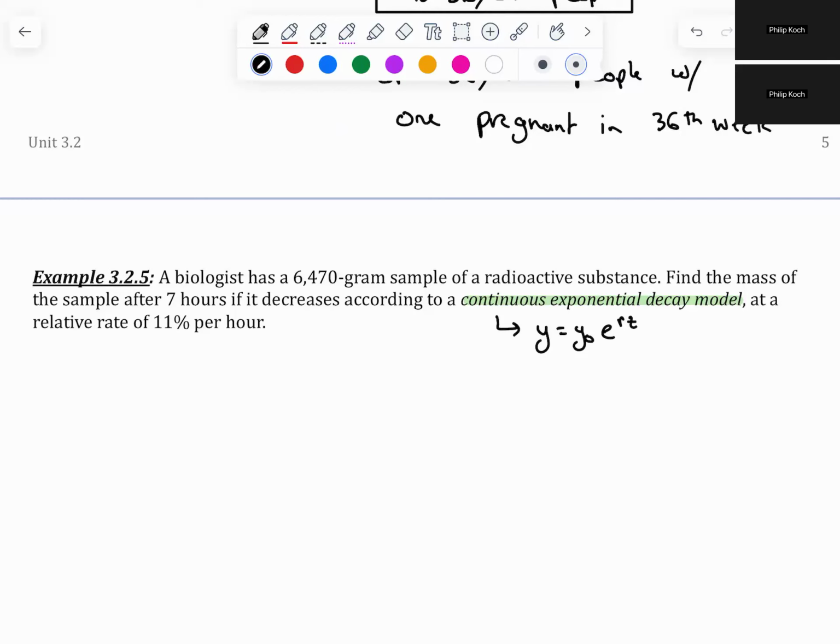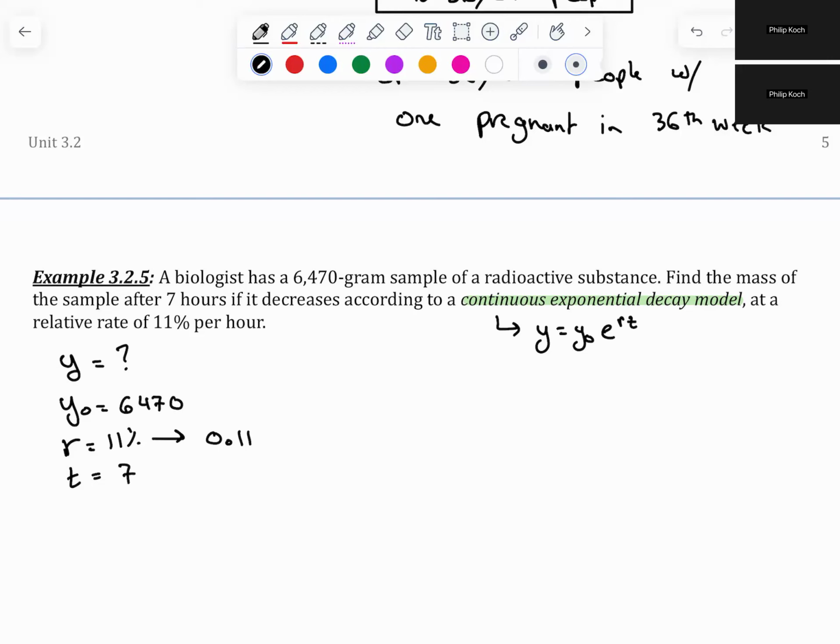And as such, we can identify all the bits and pieces. It says find the mass of the sample after 7 hours. So we don't know what y is. Y is the unknown here because y measures the mass at the current time. Y naught is 6,470 grams. R is the relative rate, which is 11%, which converts to 0.11. And time is 7 hours.